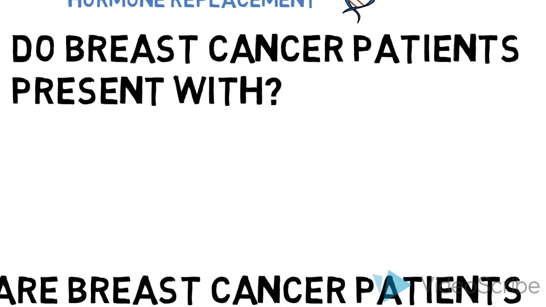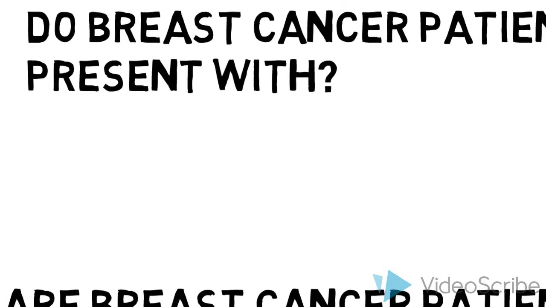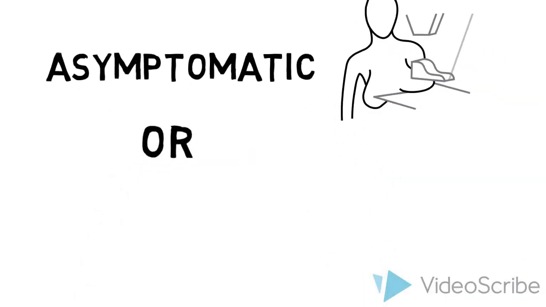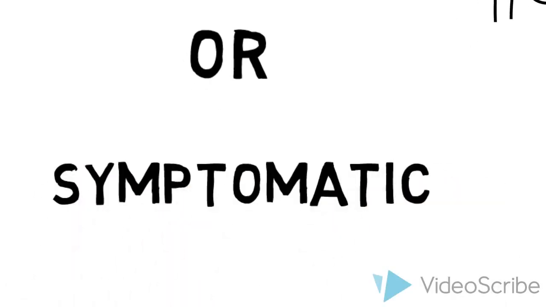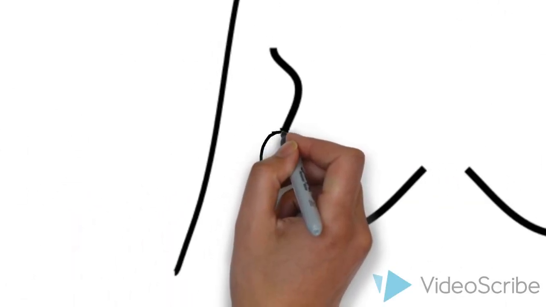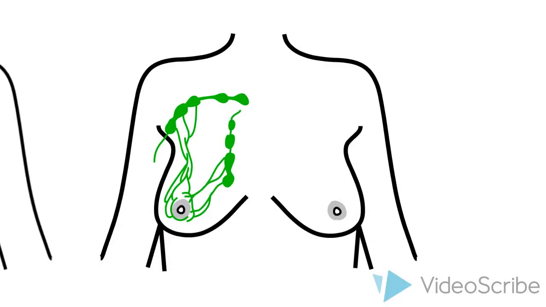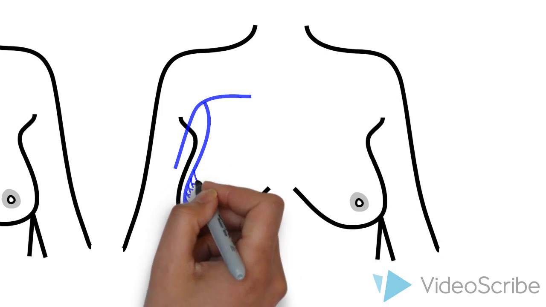What do breast cancer patients present with? Breast cancer can be asymptomatic at diagnosis and is therefore detected mammographically in many patients. However, some breast cancers will present symptomatically, with a lump or thickening in the breast. In more advanced cases, patients present with nodal disease or metastasis.